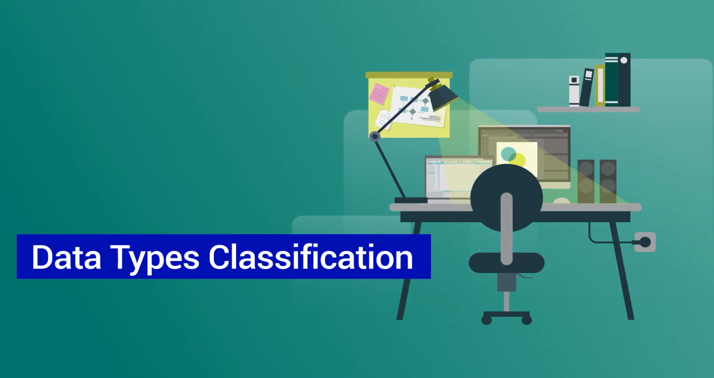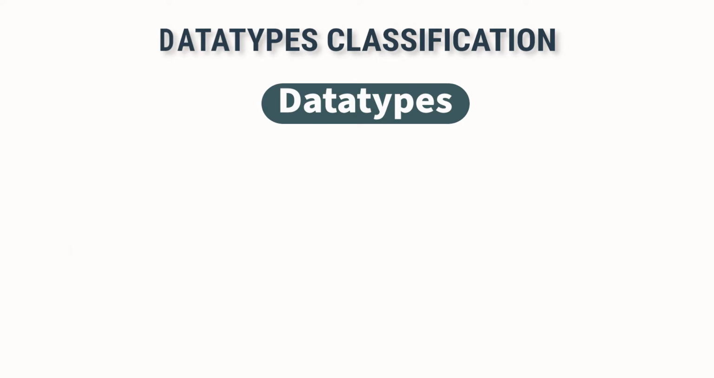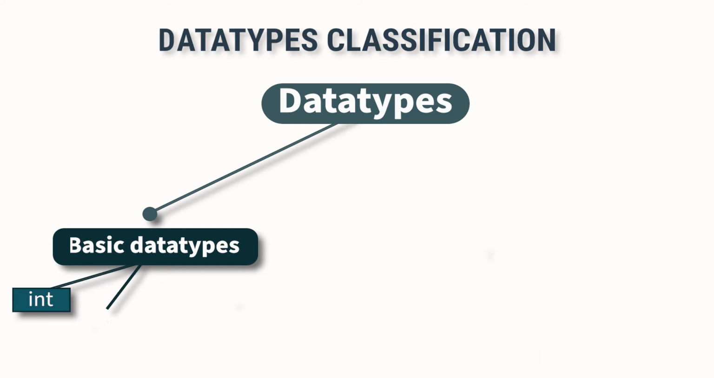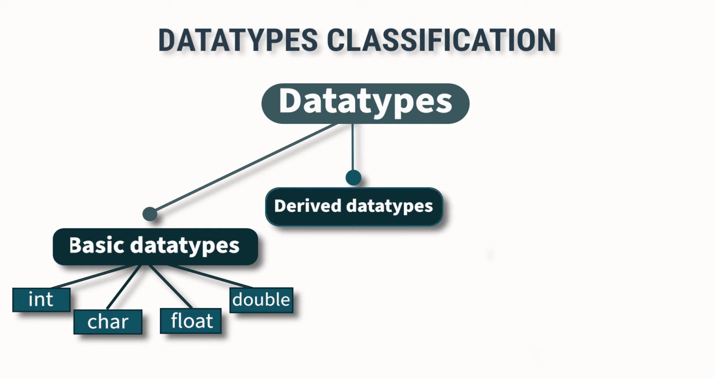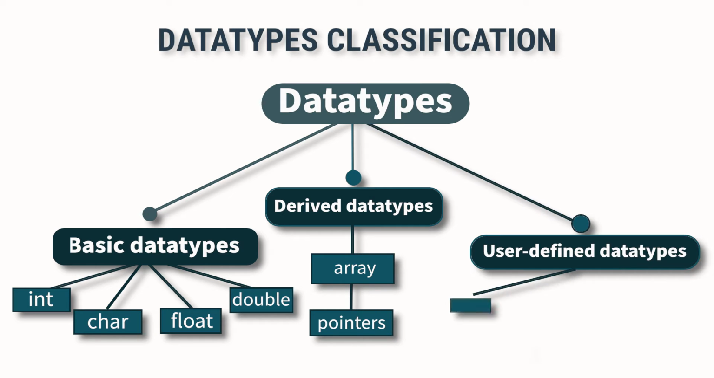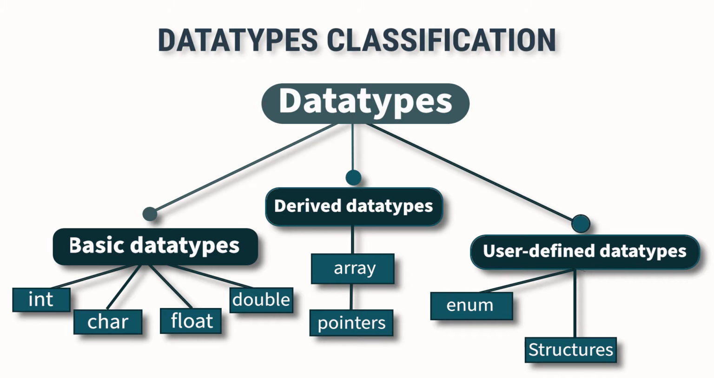Now let us understand the classification of data types. C data types are classified into three types. First we have basic data types, which are int, char, float and double. Then we have derived data types, in which we have arrays and pointers. And finally, user-defined data types, which are structure and union.